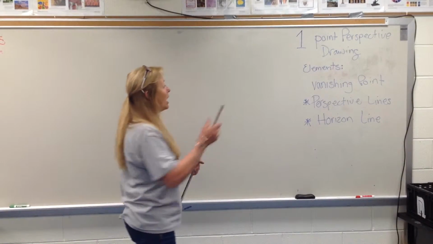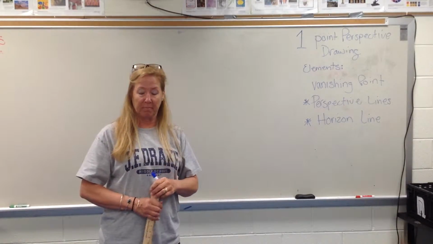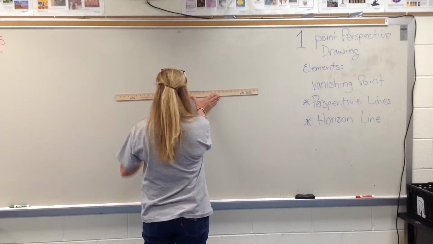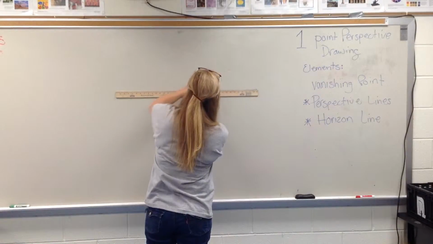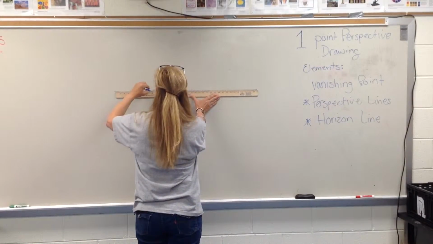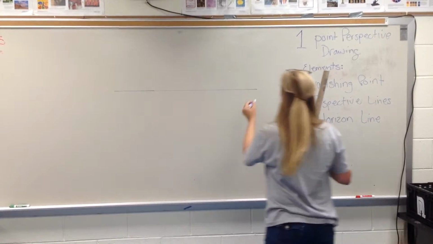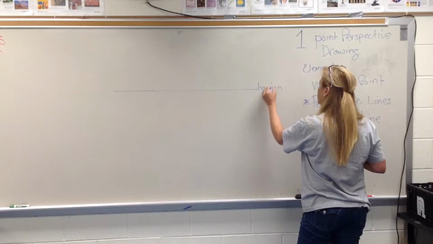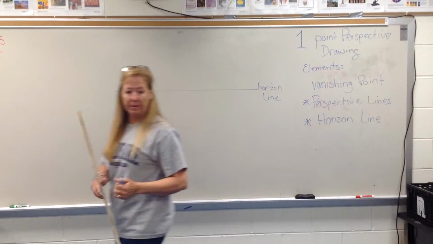All right, so who can tell me what a horizon line is? Joey. It's where the sky meets the ground. Okay, good, where the sky meets the ground. So what I want you to do first is on your piece of paper, go ahead and draw a nice horizontal line that is going to be your horizon line. And on the right side, I want you to label it horizon line. Just like that.